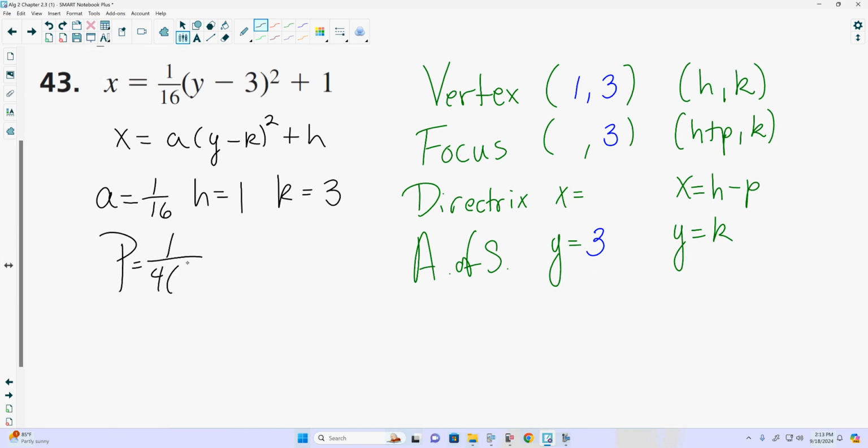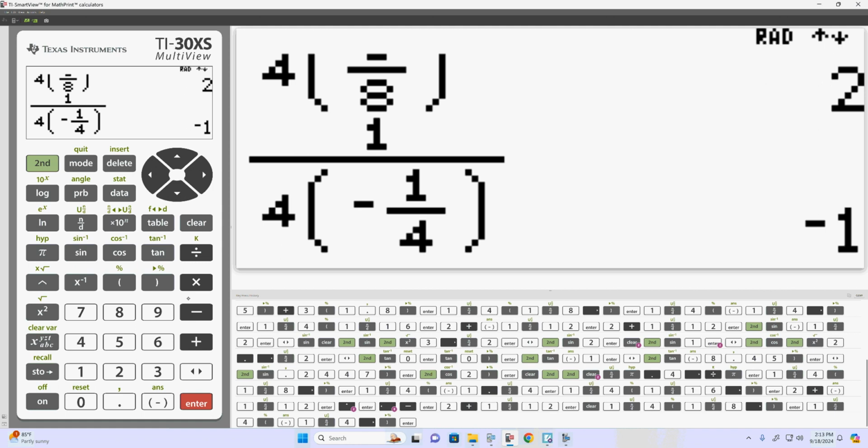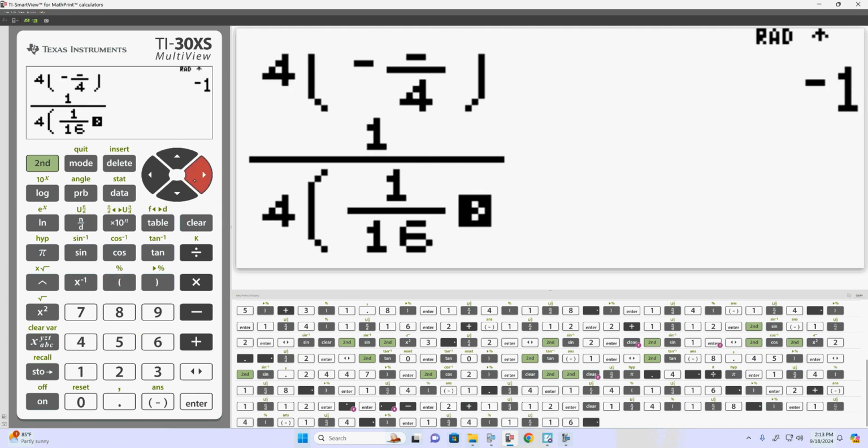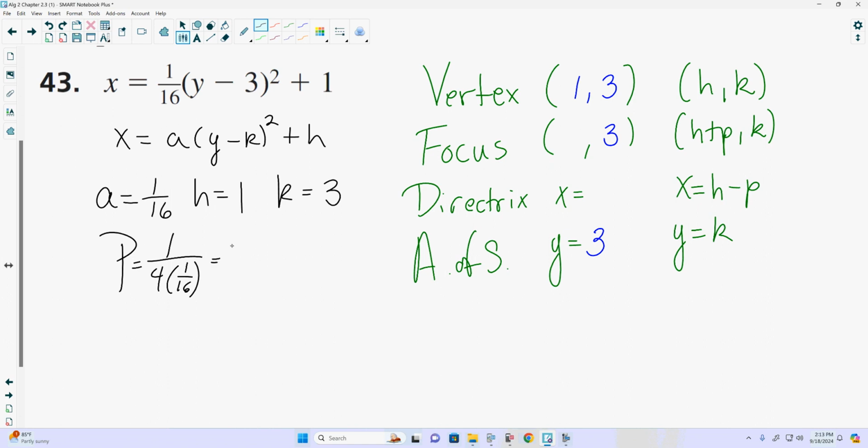p. Even if we mix that up, with either one of the forms, a is 1 over 4p, p is 1 over 4a, 1 over 4 times that amount. One over 4 times 1/16 is 4.